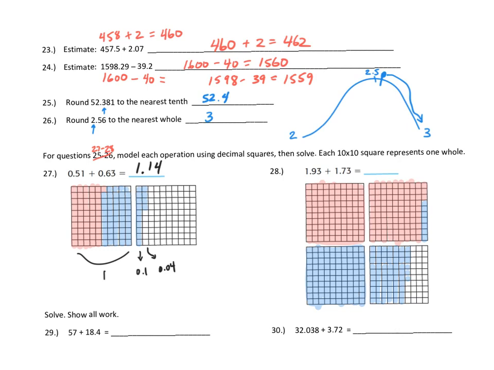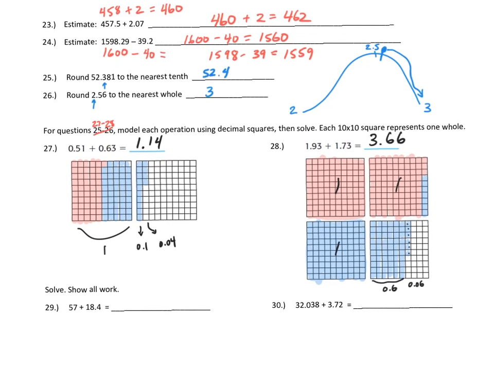And now I just need to see what's modeled here. I have 1 whole, 1 whole, 1 whole. I have, what is that, 6 tenths. And then 1, 2, 3, 4, 5, 6 hundredths. So I see altogether 3 wholes, 6 tenths, 6 hundredths, 3 and 66 hundredths.